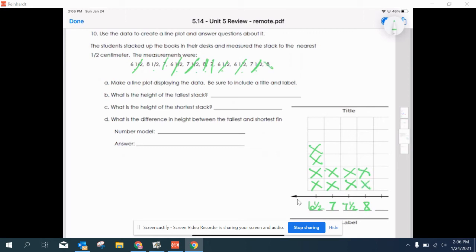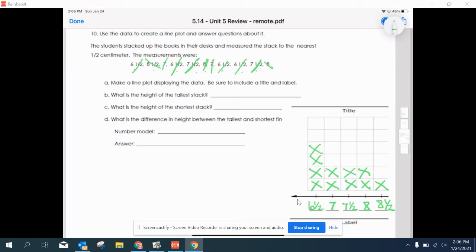Very good. And then I have one more blank. I also have one more number, 8 1/2. I have one of them, so I'm going to have 1 X. So now you've done most of part A. The thing you haven't completed is a title and a label.